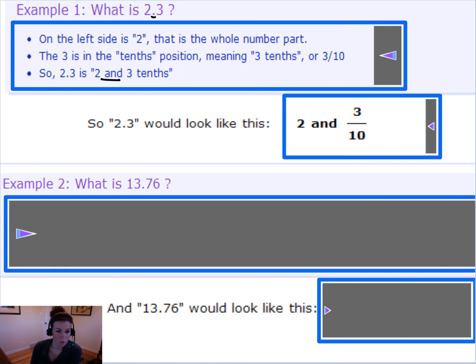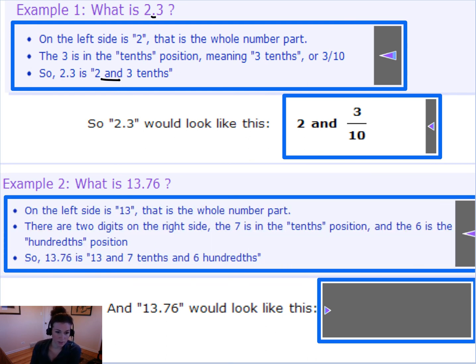Okay, in example 2, what is 13.76? Well, on the left side is the 13, so that's the whole number part. And then there are 2 digits on the right-hand side of the decimal. The 7 is in the tenths, and the 6 is in the hundredths position. So this number is 13 and 7/10 and 6/100. What we would say is 13 and 76/100, because that's where the number ends, so that's the word that we end with.